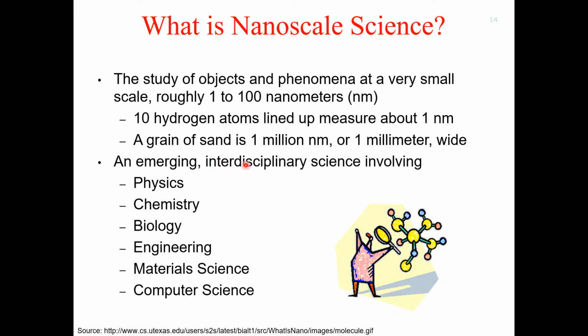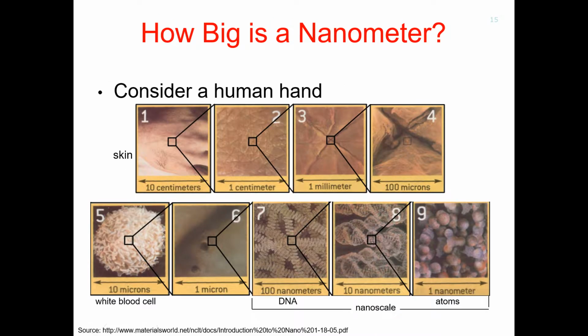By all the sciences, we mean the popular sciences, and those popular sciences include physics, chemistry, biology, engineering, material science, and computer science. Nanotechnology involves all of these sciences. So how big is a nanometer?